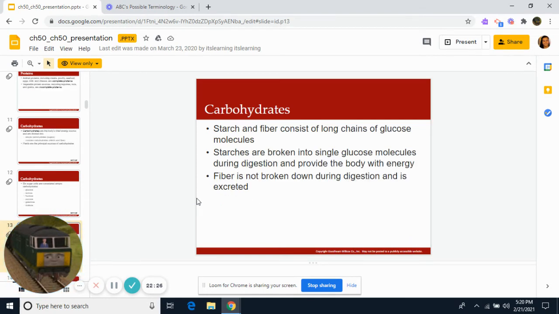Starch and fiber consist of long chains of glucose molecules. Starches are broken into single glucose molecules during digestion, and provide the body with energy. Fiber is not broken down during digestion. Digestion is accelerated. I cannot really say digestion correctly.